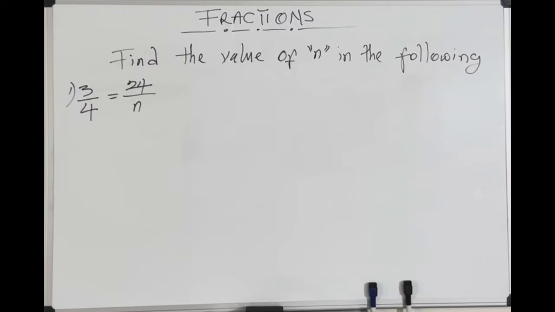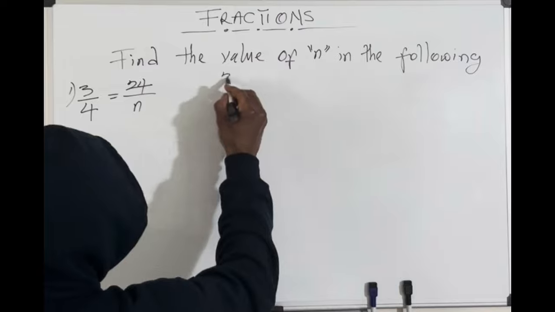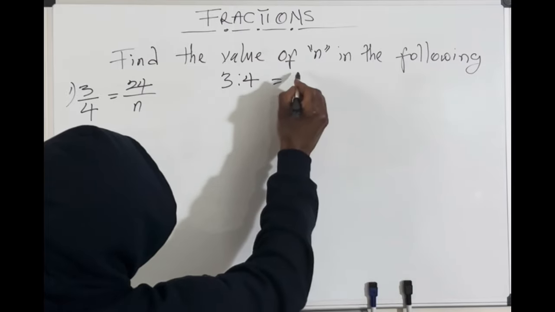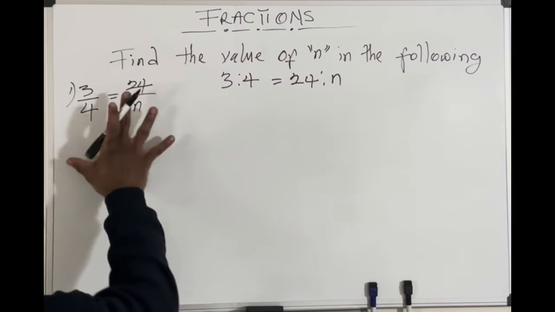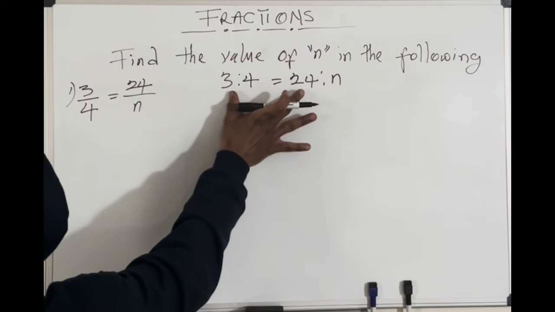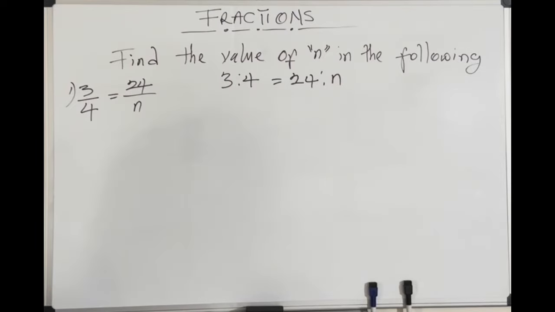These are some of the questions you find in the HESI exam. Find the value of n in the following. Usually it is letter x, but I'm using n. 3 over 4 is equal to 24 over n. Sometimes the question could be like 3 is to 4 is equal to 24 is to n. Do not panic because it's the same thing. You can either switch it to this way, or if this is very simple for you, then you work your way out.